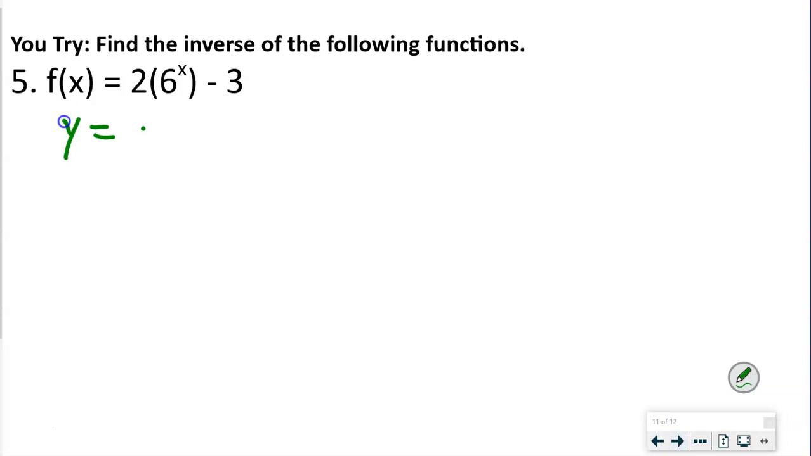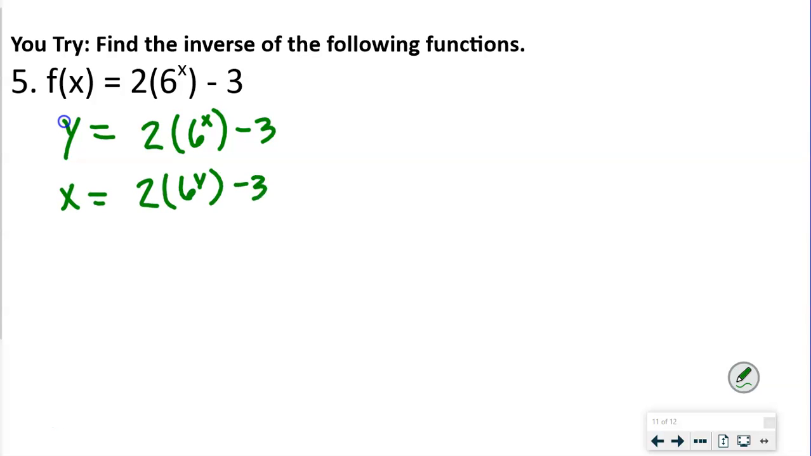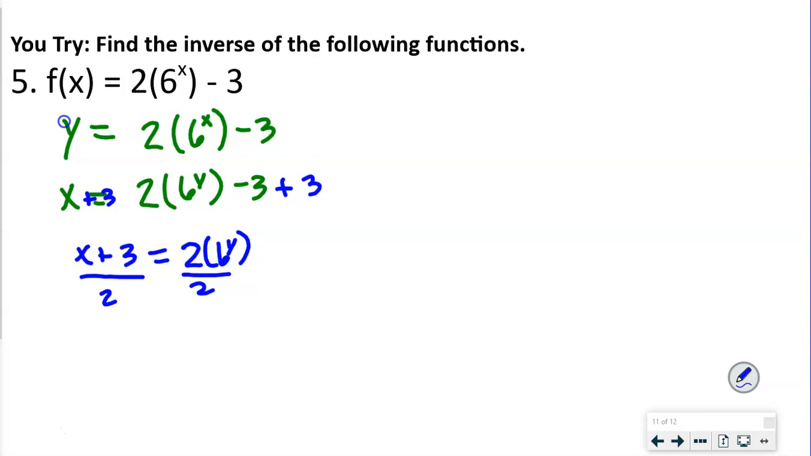Y equals 2 times 6 to the x power minus 3. We're going to swap the x and y. Again, we're going to add that 3 to both sides. So this is going to be x plus 3 equals 2 times 6 to the y power. We're going to divide both sides by 2. So that's going to leave us with x plus 3 over 2 is equal to 6 to the y power.